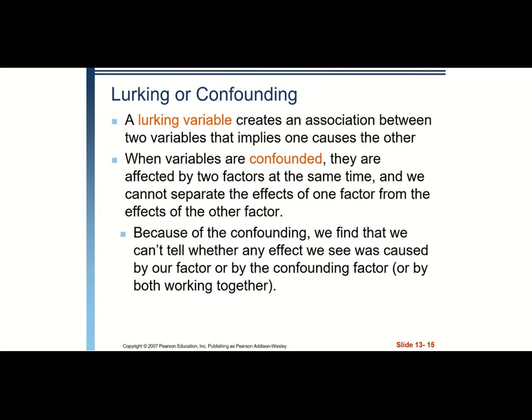Hopefully in Unit 2 we remember lurking variables. This is when we were dealing with scatter plots and we had two variables. We plotted them on an XY coordinate plane. And then there was another variable that we weren't really aware of that was affecting both of them at the same time. It was creating an association between the two, and it kind of implied that one was causing the other. With experiments, there's something similar.